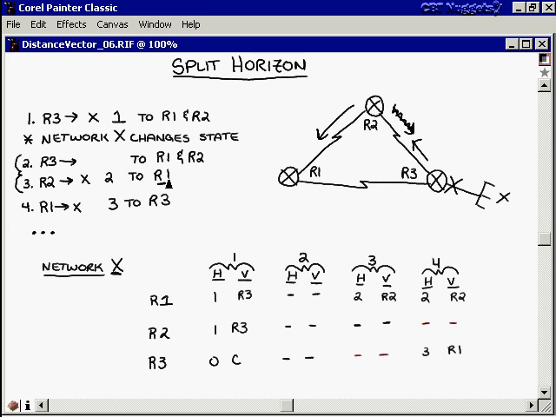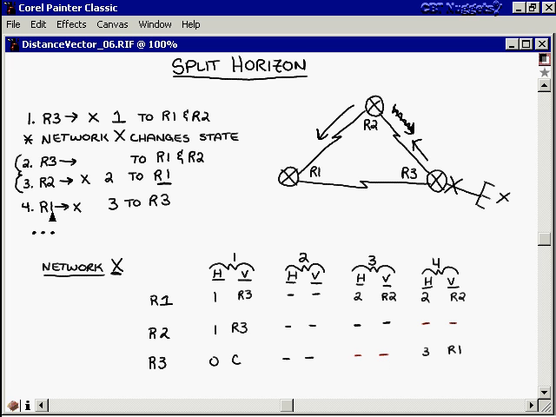So what's the result then? We have R1 saying that to get to network X, it's 2 hops away through R2. I go here and I go here. It doesn't change anything with itself, and it doesn't change anything in R3. And you see here in the red, this is a change from the previous whiteboard because of the split horizon rule.